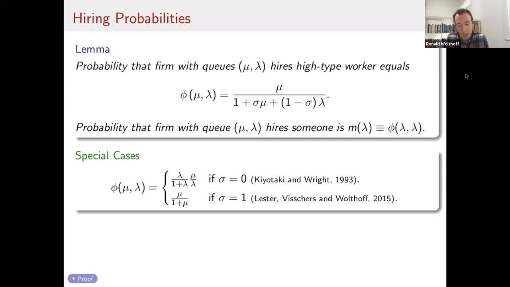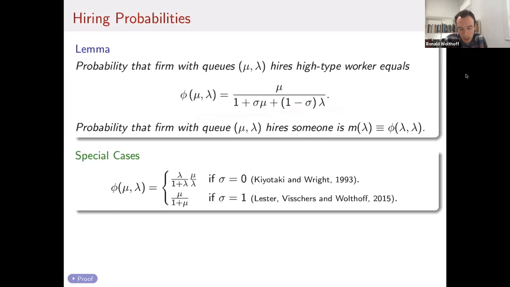On the other hand, if sigma is equal to one, what's the probability that you hire a high type worker? Well, at that point, the only thing that's relevant for that is the queue of high type workers. The low type workers that are there never interfere with you hiring a high type worker. And so you get that phi only depends on mu. And so you see that the extent to which phi depends on lambda, the low types being there or not being there, is a measure for the frictions, the crowding out in the search process. And so this just generalizes that to arbitrary sigma, basically, in between.